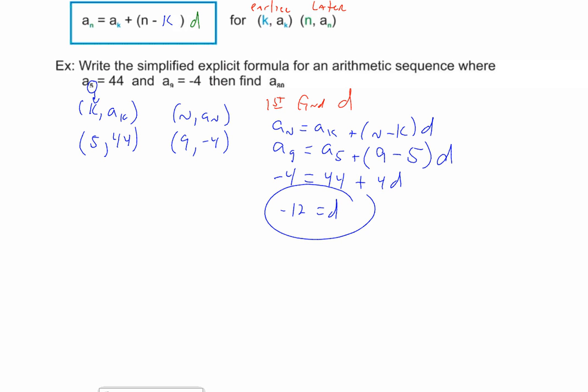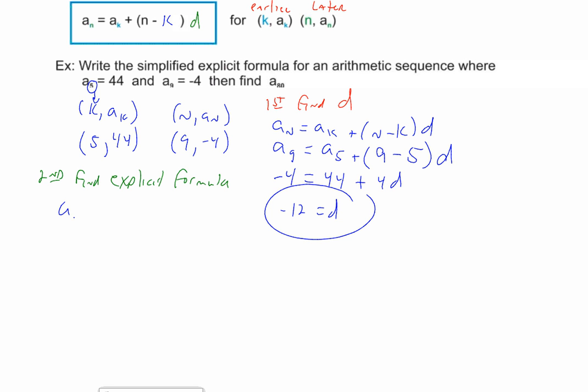Now we've got to find the explicit formula. So second, find the explicit formula. We had to get d. You can't do anything without d.